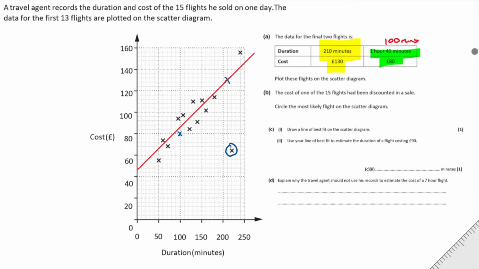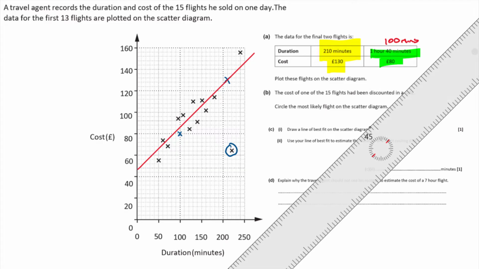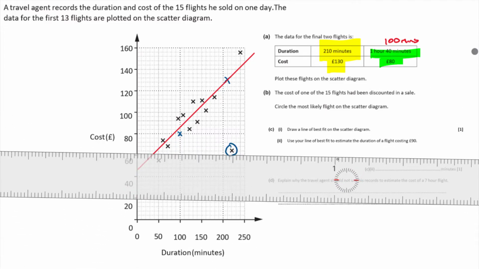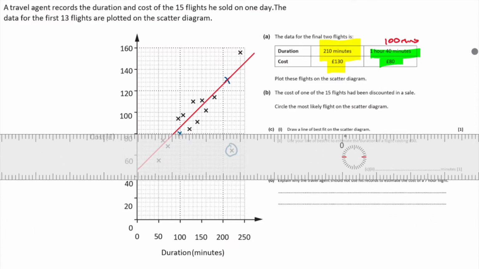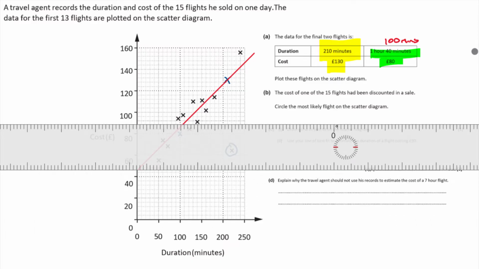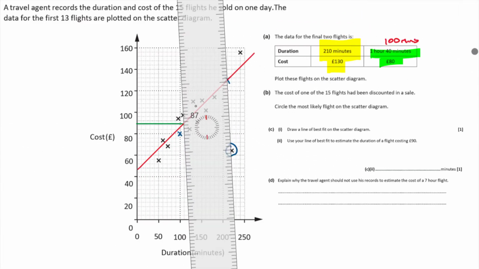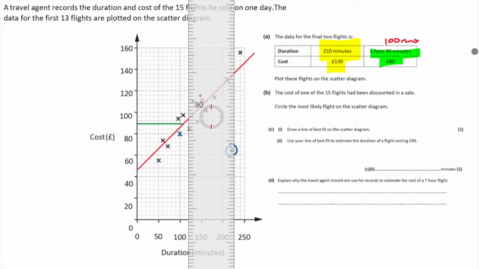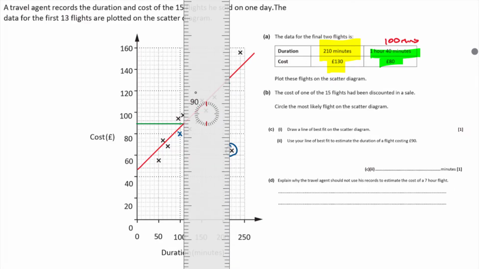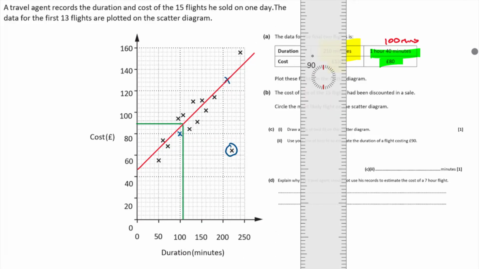And then use your line of best fit to estimate the duration of a flight costing £90. So how long would a flight costing £90 be? What I'm going to do is look up £90 on my scale, which is about here, and then read across to my line of best fit and then change directions and read down from there. Mine comes out to be somewhere between the first and the second line there. Now there are 5 divisions between 100 and 150, so each one of those is going to be worth 10.